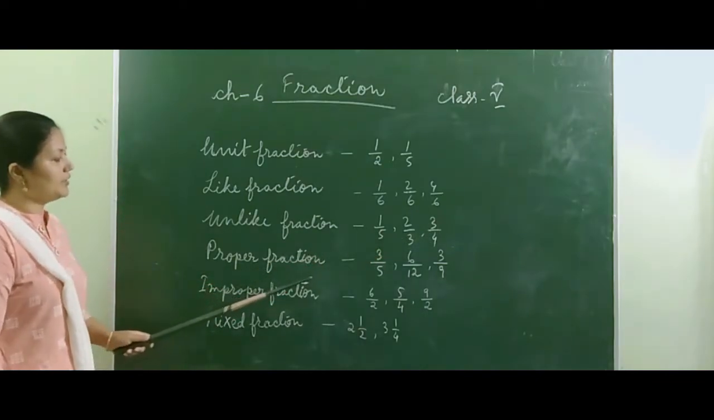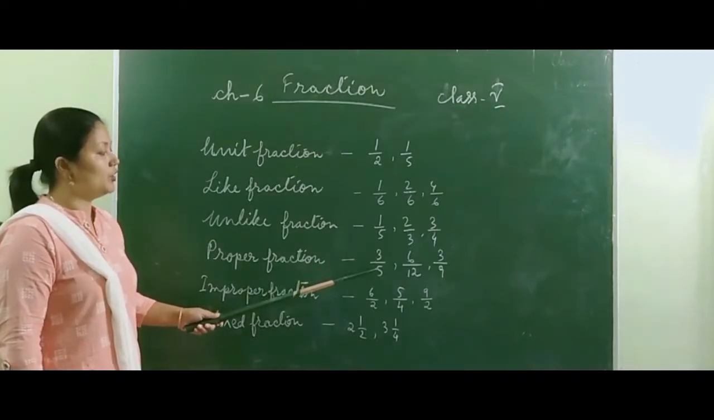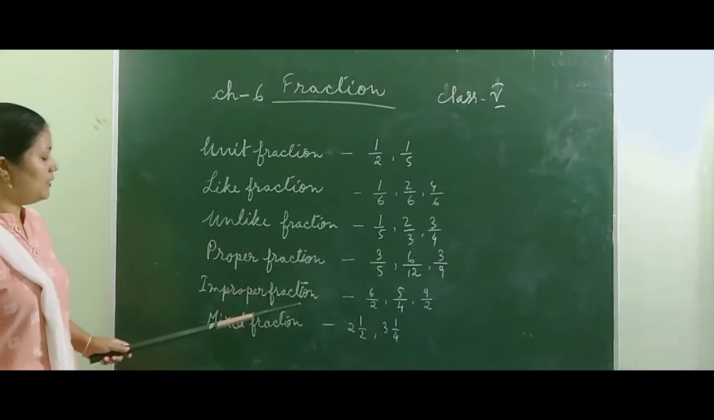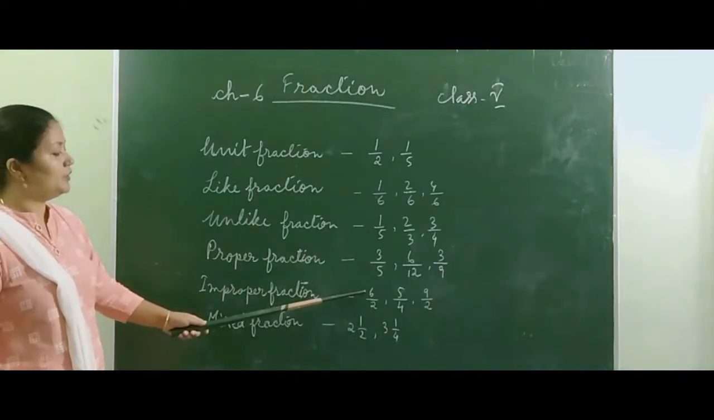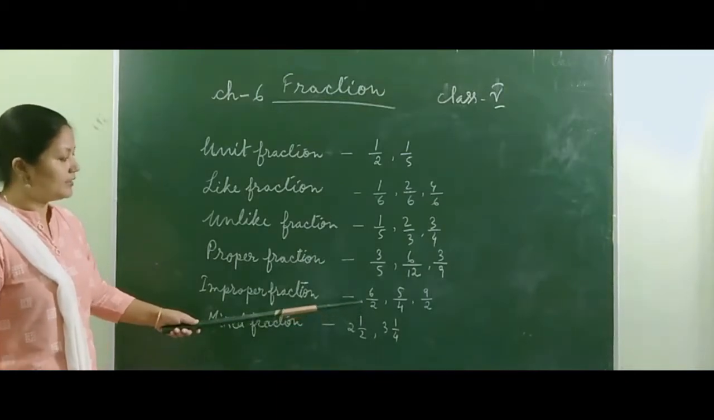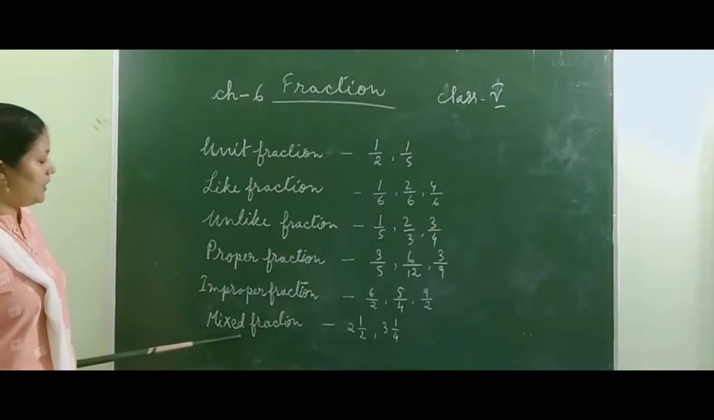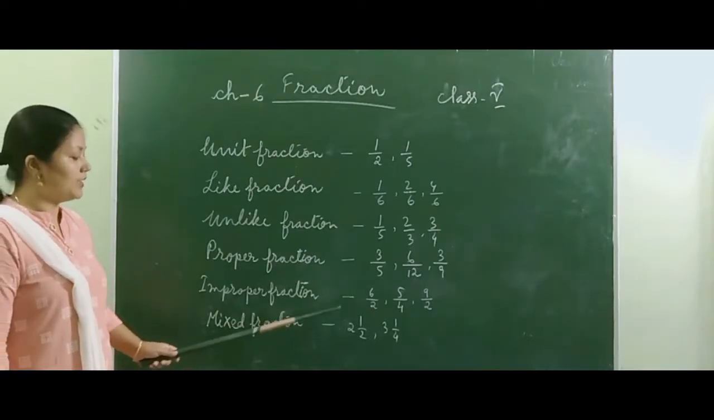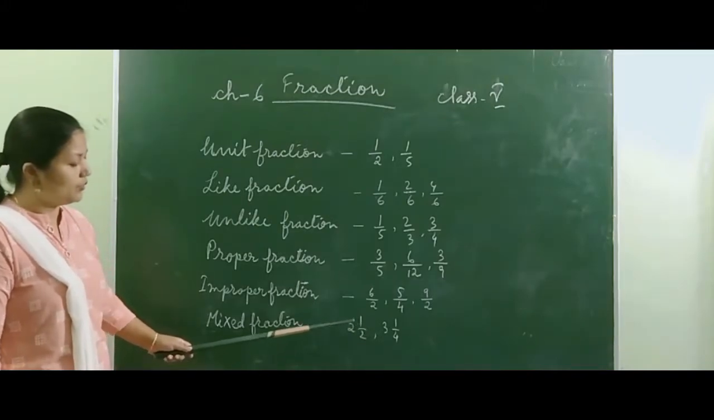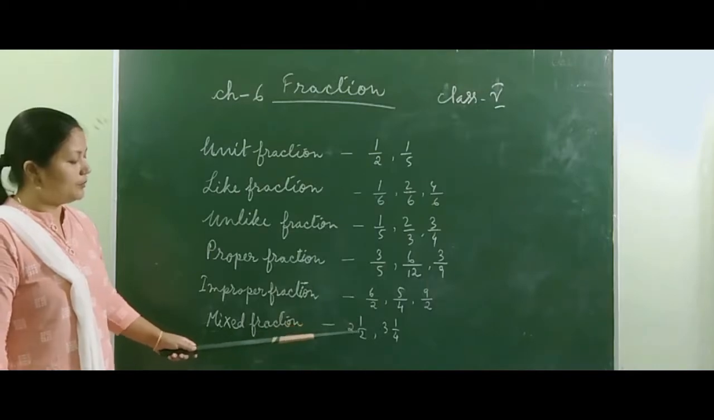Then proper fraction is a fraction where the numerator is smaller than the denominator. And improper fraction is where the numerator is bigger than the denominator. Okay, so 6 by 2, 5 by 4, 9 by 2, these are examples. And mixed fraction means a combination of a whole number and a fraction. Like 2 is a whole number and half, which is 1 by 2.